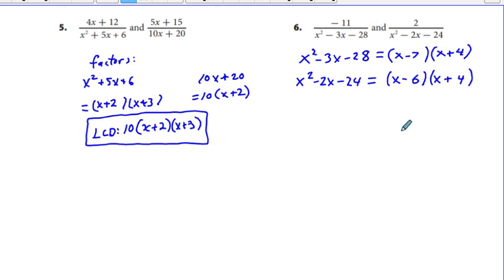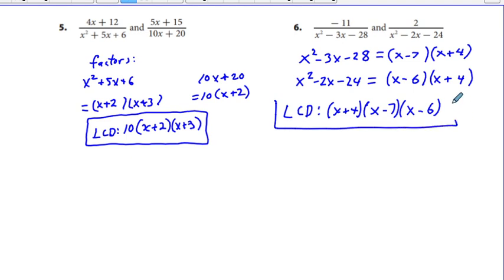And now for our least common denominator, we look at all these factors. We can see that between these two denominators, we have this x plus 4 in common. So our least common denominator is going to be this x plus 4. But also we're going to need to have this x minus 7 and this x minus 6. And so really that is our least common denominator.